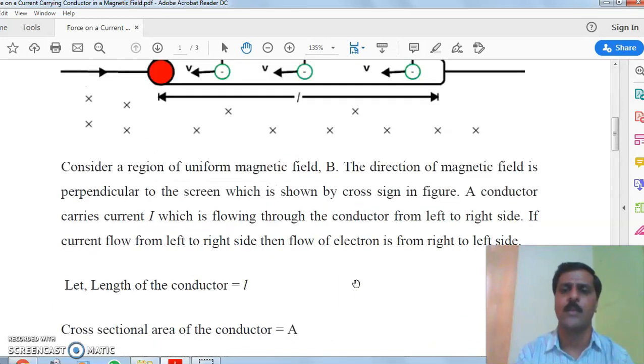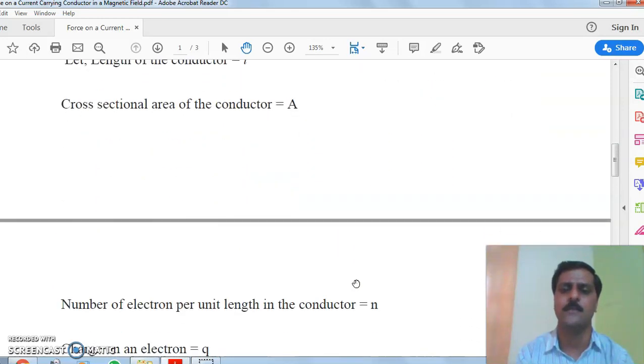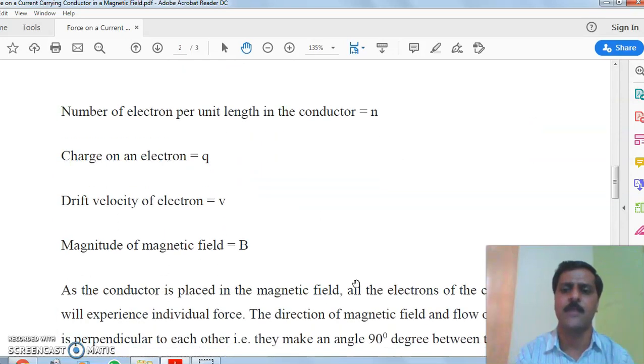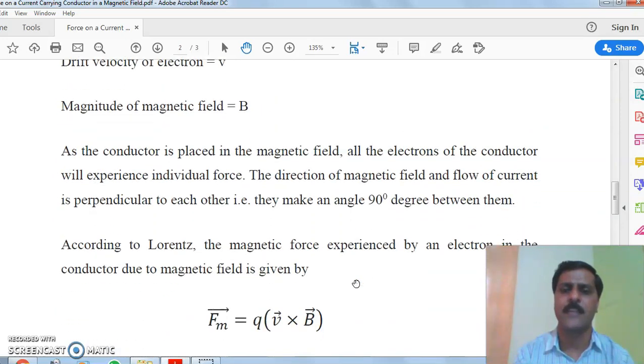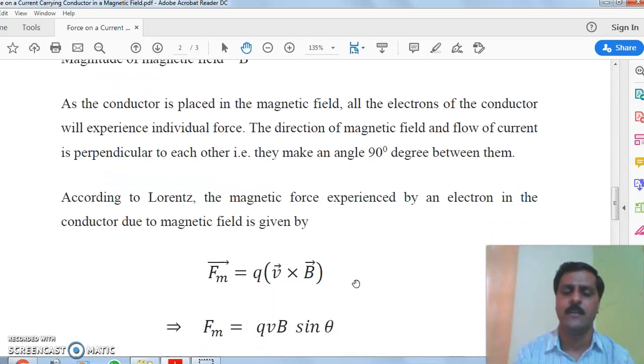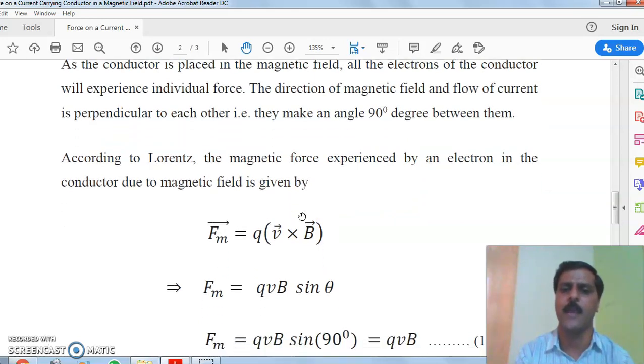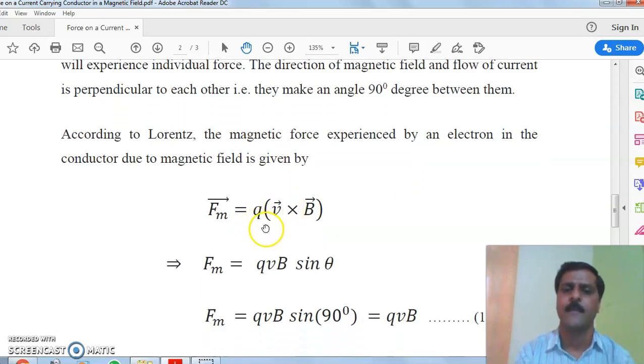So now to derive the total force experienced by a conductor when placed in a magnetic field, according to Lorentz, the magnetic force experienced by an individual electron in the conductor due to the magnetic field is given by q into the cross product of drift velocity and magnetic field.